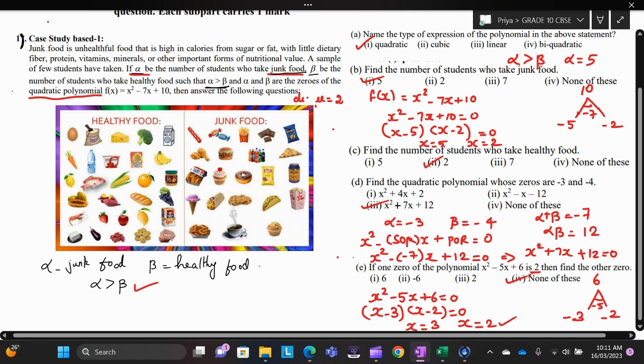This can also be found in another way. If you substitute all the options in the place of x, this polynomial should be 0. Then that option is going to be the zero of the polynomial. If you substitute 6, if it is not 0, then 6 is not the zero of the polynomial. So you can choose your own way of doing it.